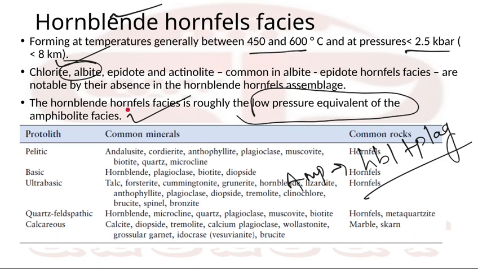This is the contact metamorphism series, the second stage of contact metamorphism, where hornblende is formed. This is the table showing which minerals will be formed for which protolith.